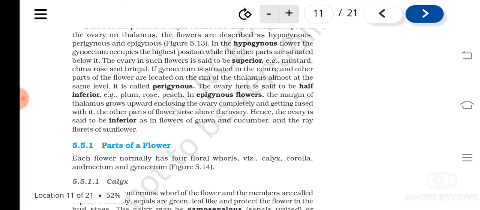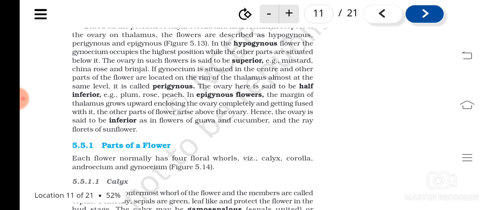inferior ovary. In guava you can see that very clearly, isn't it? In guava, even after the formation of the fruit, you can see the sepals persisting, placed in the upper part of the fruit. And also in cucumber, and in the ray florets of sunflower, you can see epigynous flowers. So what are epigynous flowers? Where the ovary will be inferior.